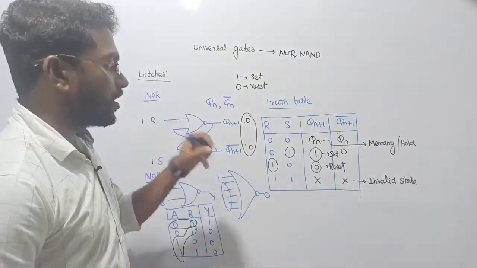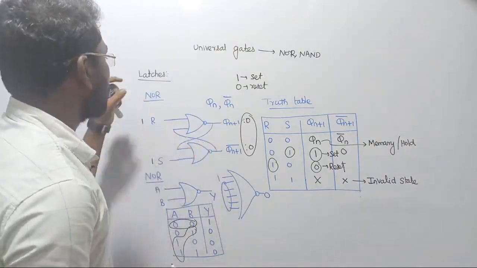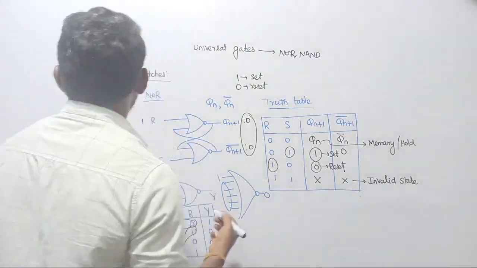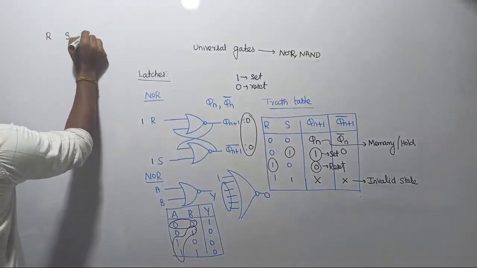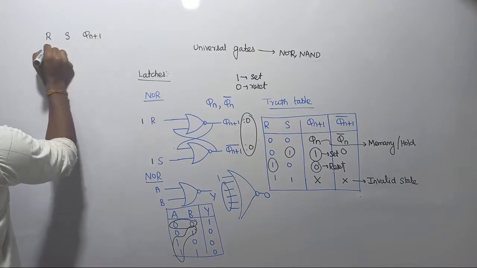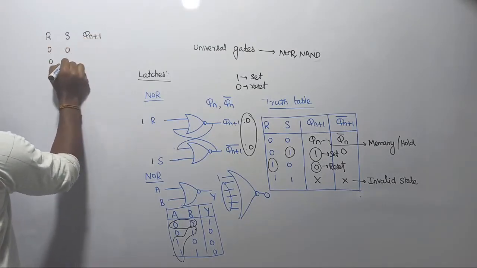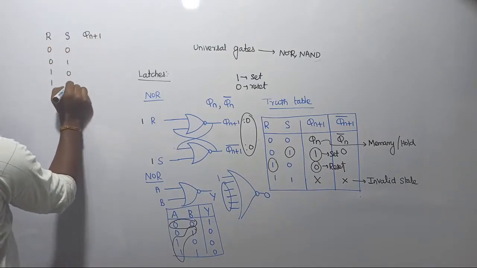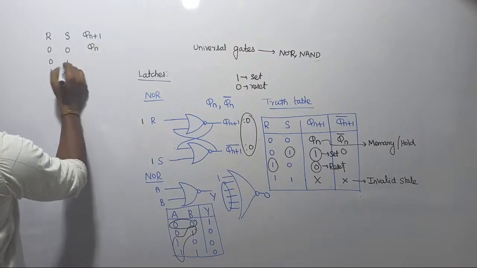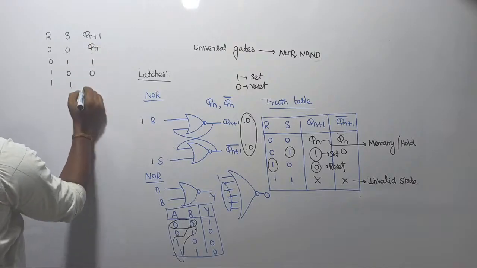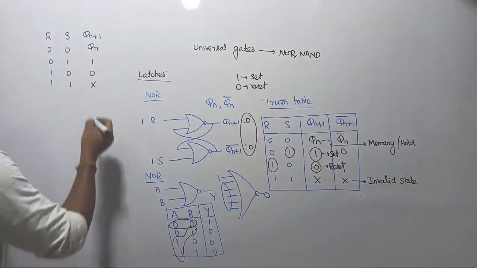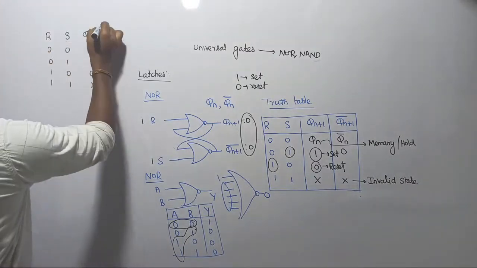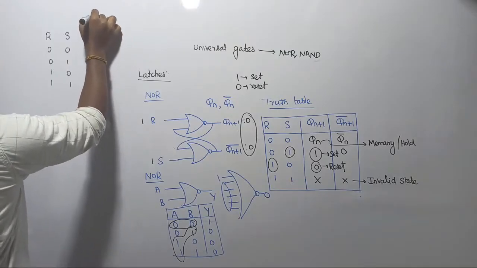So finally we have understood the basic truth table of latches. Let me place it on the side; please note it down by yourself. R S Q(n+1): we are getting 0 0, 0 1, 1 0, 1 1. The first gives us Qn, the next gives us 1, the next gives us 0, and the last becomes an invalid state, or don't care. This is the truth table of the NOR type of latch.